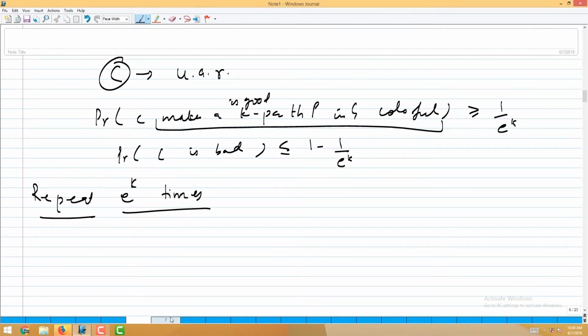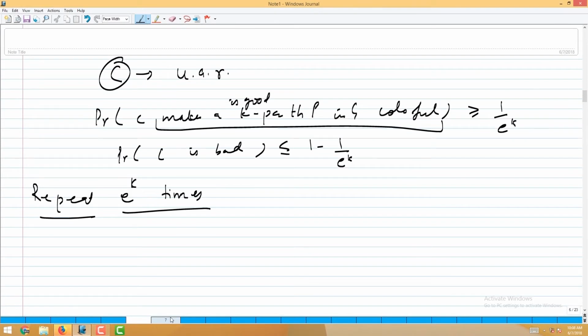So 1 minus 1 by e to the power k is equal to e to the power minus 1 by e to the power k. Yeah. So yeah, we'll worry about substituting it later. But the expression is 1 minus 1 by e power k to the power e power k, right? So what is the probability that C is bad in all steps?